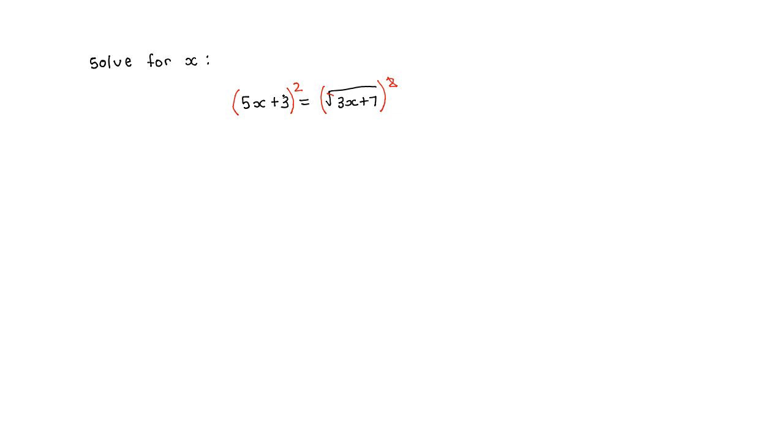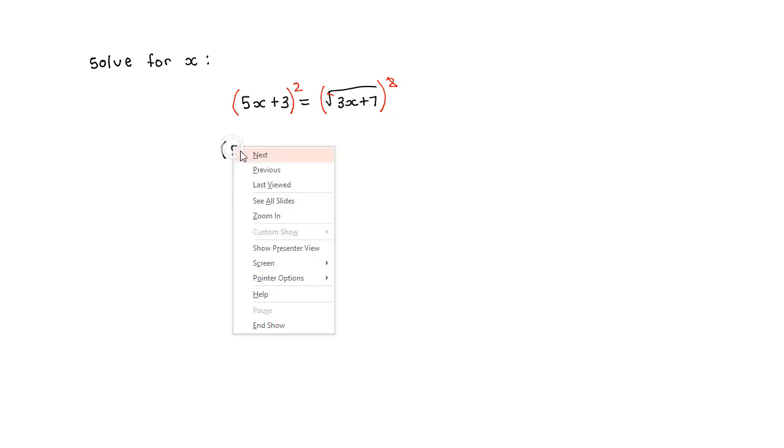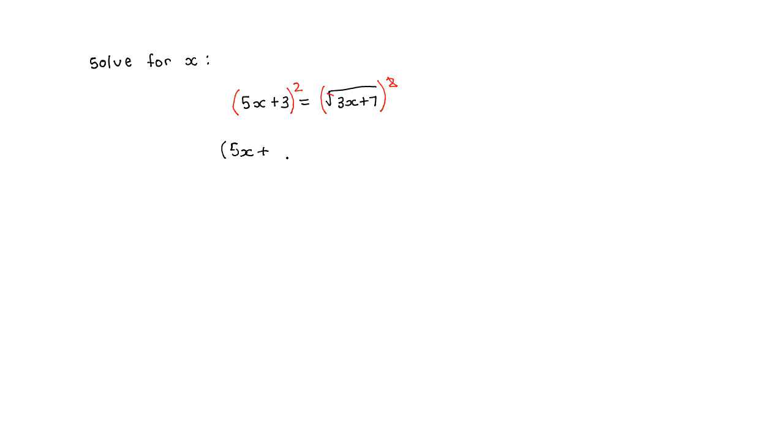This leads us to our next step, where we have to FOIL out this binomial squared. So we'll write it out for now. It's 5x plus 3, and 5x plus 3, and this equals 3x plus 7. So now we have to FOIL these two brackets out.